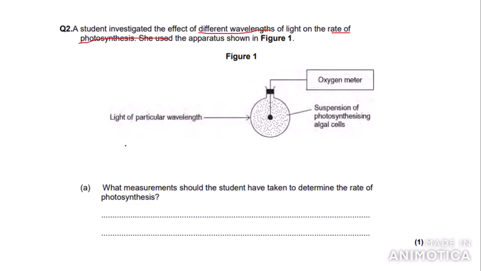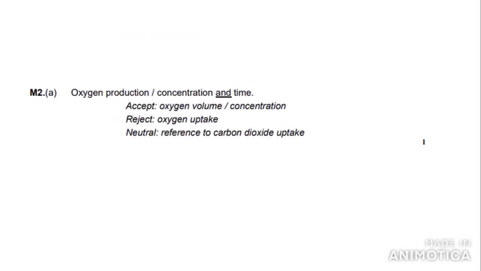The first part of the question says, what measurements should the student have taken to determine the rate of photosynthesis? As you can see by the apparatus, we have an oxygen meter. So this suggests that the student is using the rate of oxygen production to measure the rate of photosynthesis. Now, especially from GCSE, you should be able to recall what the rate means. If you apply this to the question, we can say oxygen production, so that is what you are measuring, and time. You need to put both of those to get a mark.